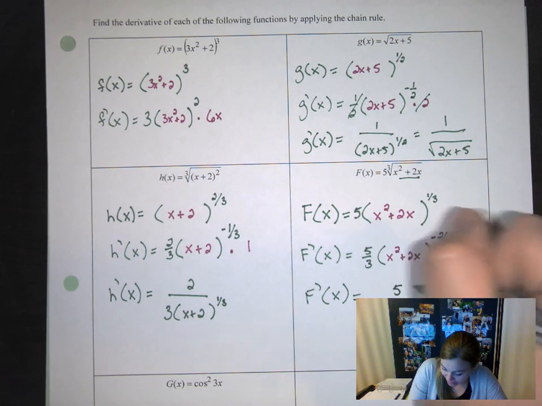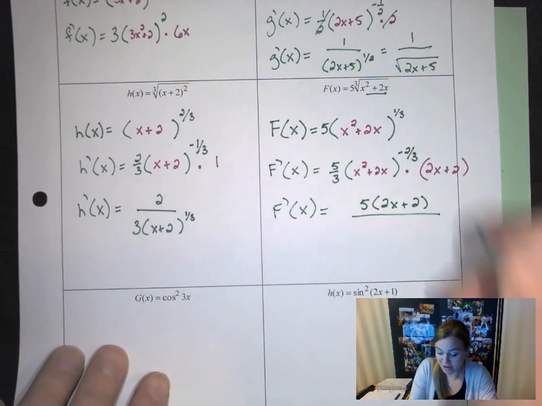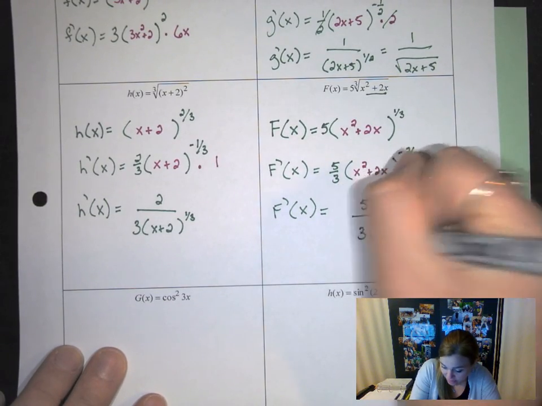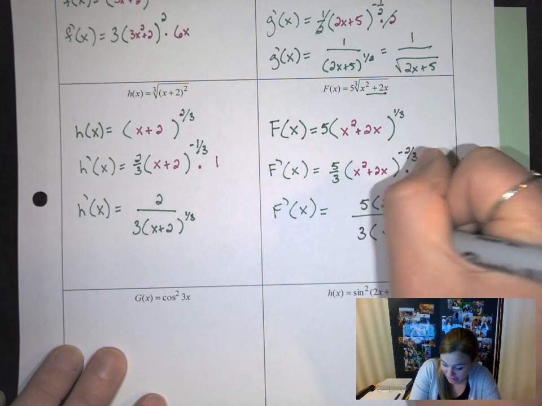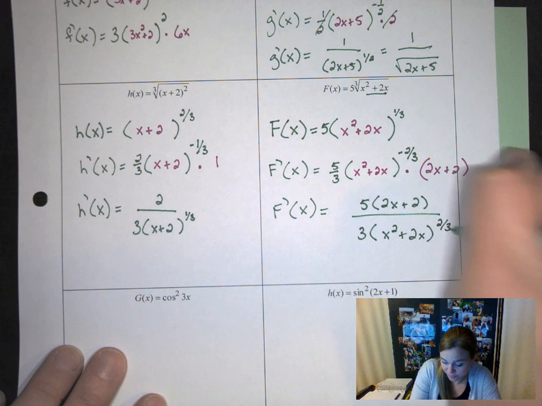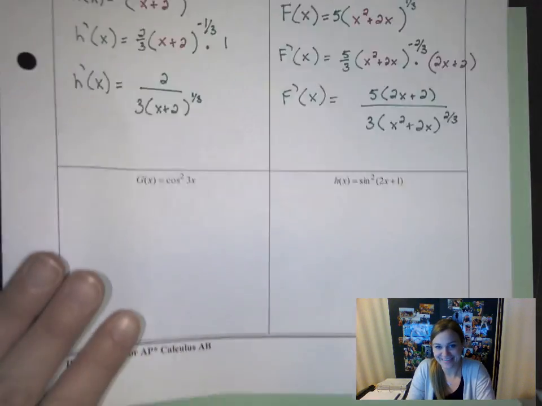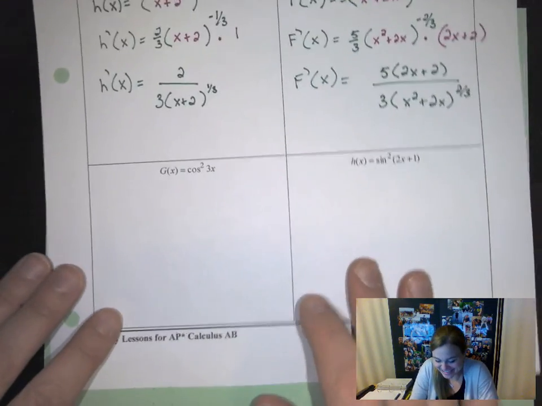I'm going to keep 5 times the quantity 2x plus 2. That goes in the numerator. In the denominator, I'm going to have 3, because this is the 3 from the 5/3, times x squared plus 2x raised to the 2/3 power. And if you wanted to say the cubed root of x squared plus 2x, squared, you could. Oh, we're getting into good ones.